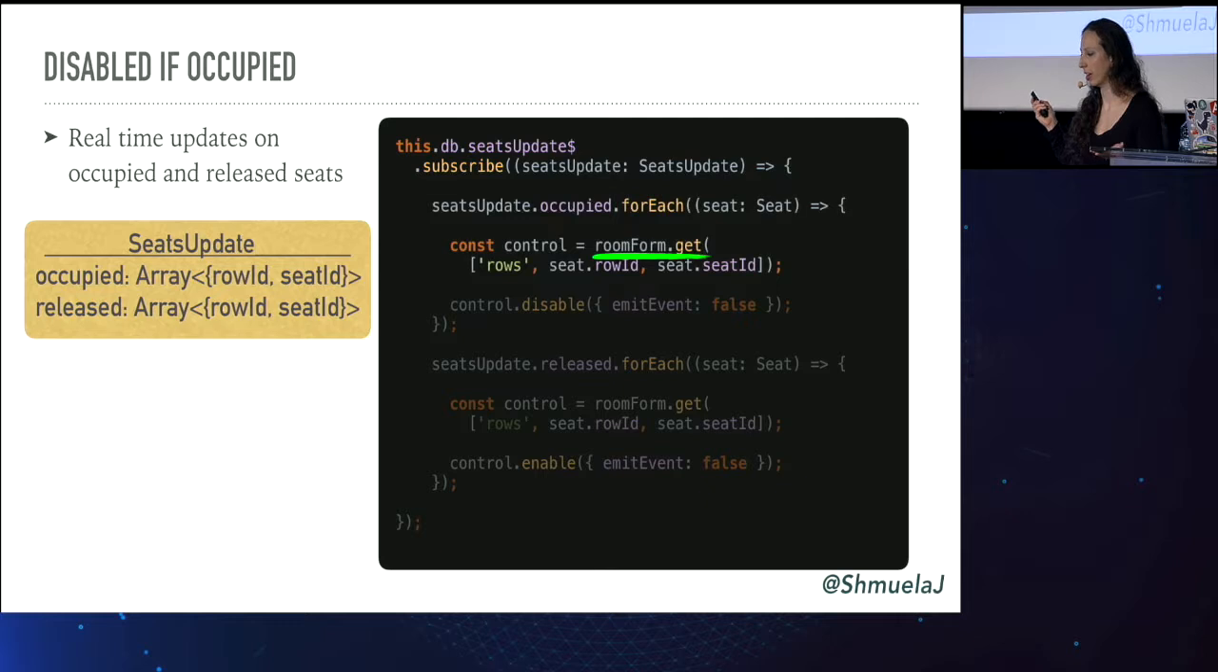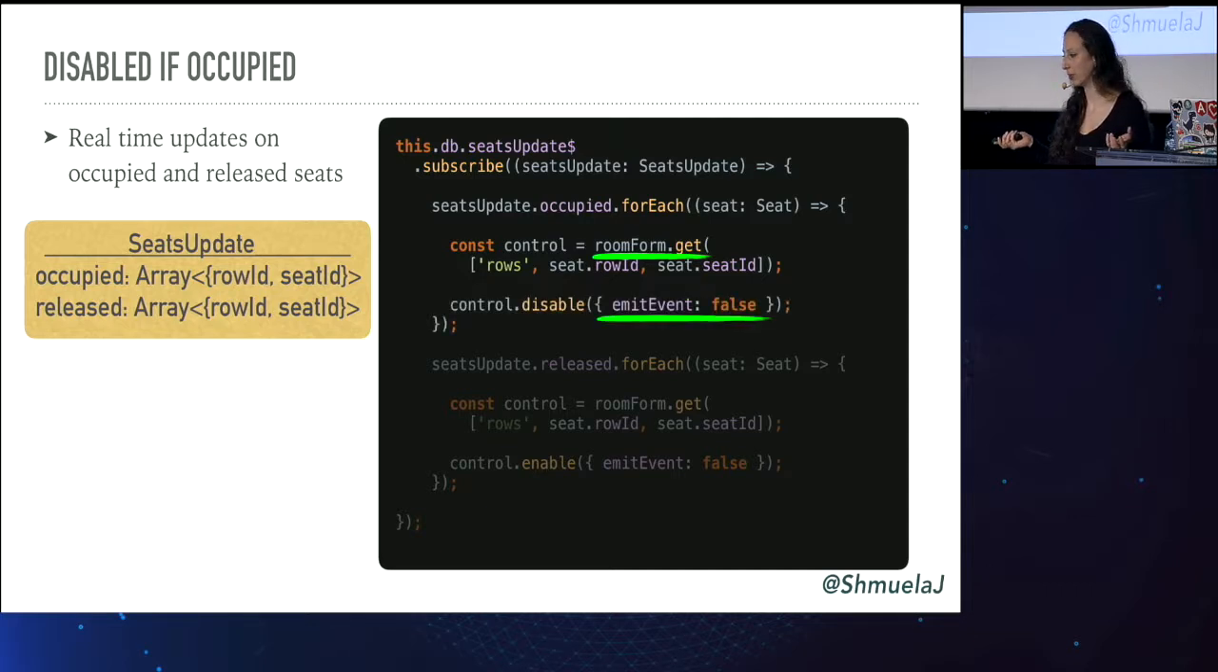Okay, so we take the occupied seats, and then we need to get this seat. So in forms, we have the get method that we can pass to it a whole path to the control that we want, whether it's a form control or a form array or a form group. In this case, it's a form control. So we can pass to it the names of the form groups, or if we're using arrays with indexes, then we can pass the index itself as a variable. So that's really helpful. And once we have the control there, we can just disable it.